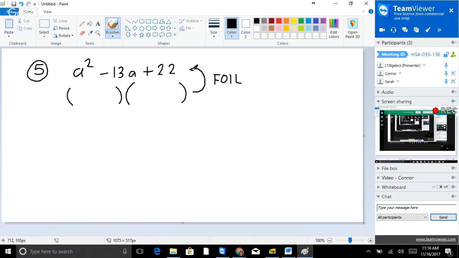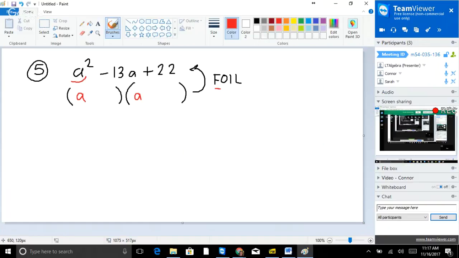Okay, just making sure. All right, so basically what I like to call is unfoiling. We want to go backwards, right? We want to unfoil, and then we have to check by foiling. Thankfully, this particular quadratic is pretty easy because we have just a plain old a squared here. So we know this has to be a times a to get our first term of a squared.